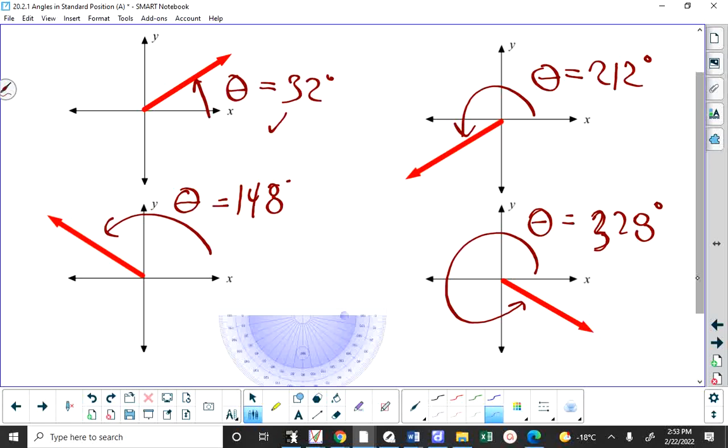That's it. That's all you need to really know for today. Quadrants, rotation and reference angles, and how they are connected to each other.